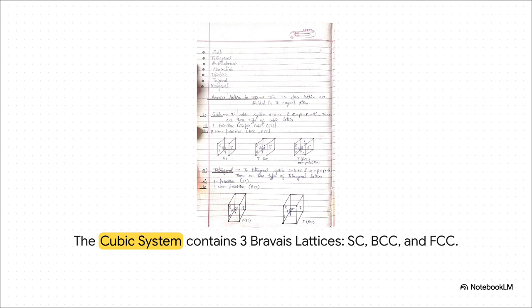And here's a perfect example of how that works. That cubic system we've been talking so much about, it actually contains 3 of those 14 Bravais lattices. Our friends, the simple, the body-centered, and the face-centered structures. See, they all share that same fundamental cubic box shape. They just differ in where the atoms are placed inside it.